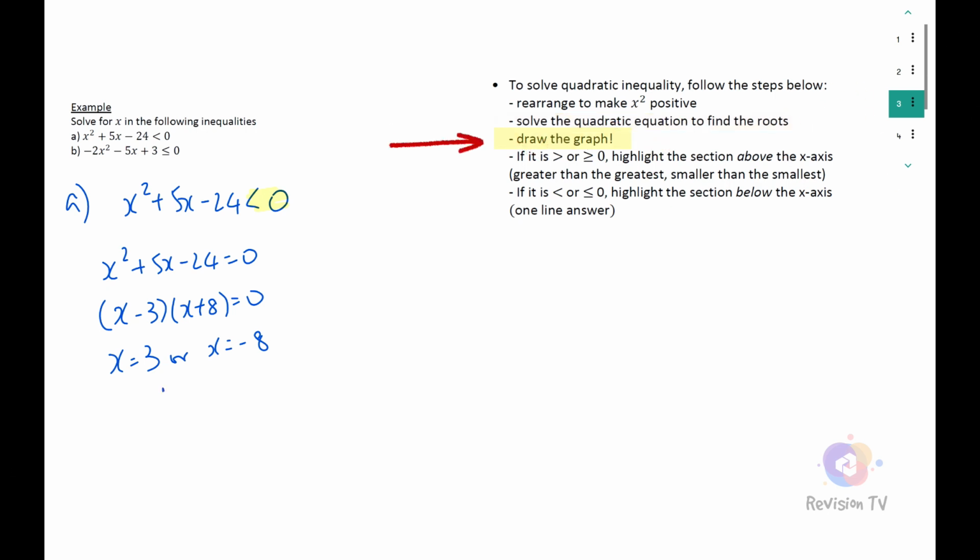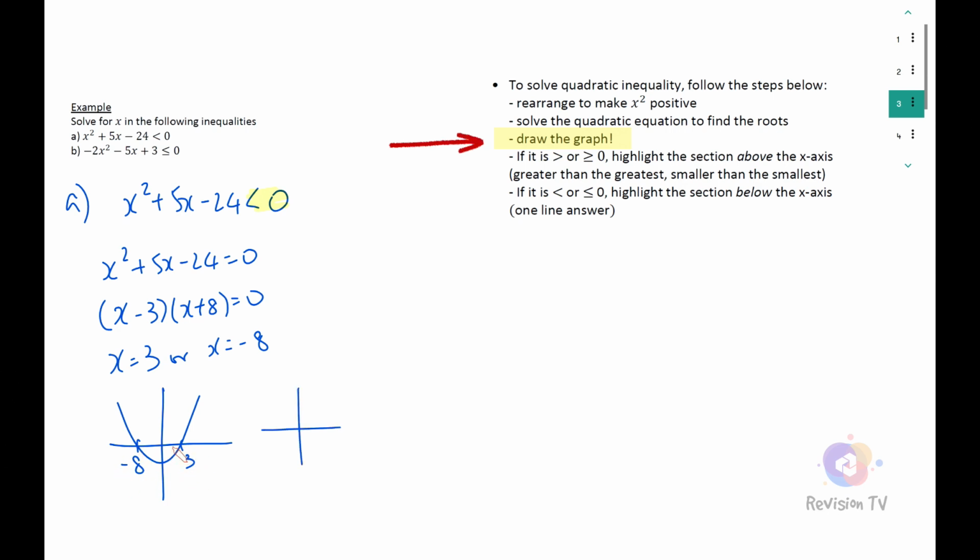So draw the graph. It's a positive x squared, so therefore I'm going to make a U shape. It crosses the x-axis at minus 8 and 3. So something like this, negative 8 and 3. Now, it doesn't matter where you position the U-shaped parabola, as long as you're crossing the x-axis once on the negative side and once on the positive side.